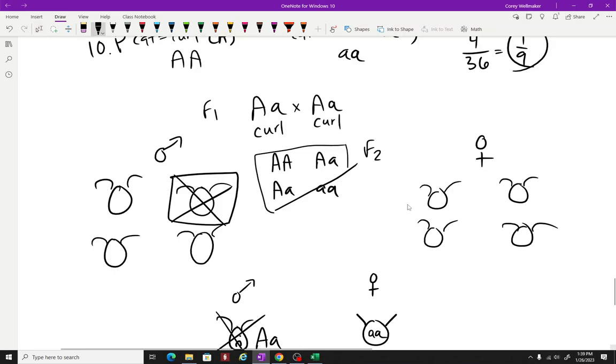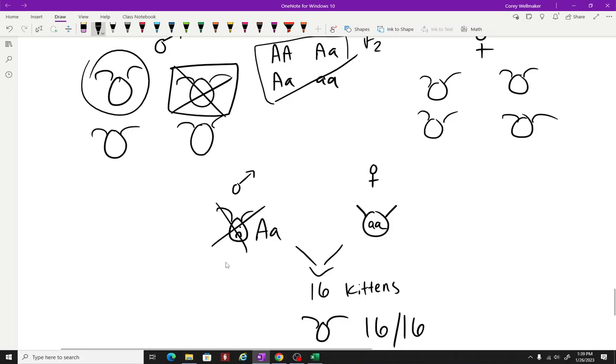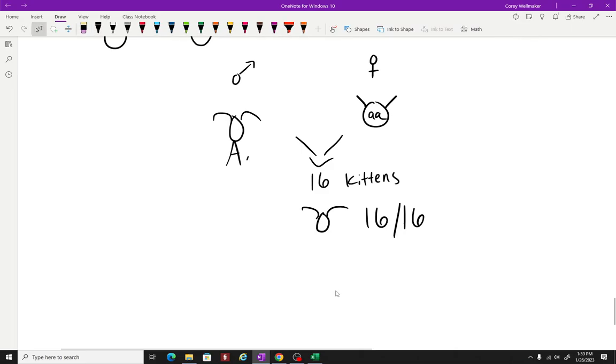Right, and so then we pick another male, and we just rinse and repeat. We just keep breeding until we get to a point where they have some kittens, and all the kittens are curly. 16 out of 16 are curly, right? If we get that, then that tells us that our male is a true breeder, and he must be big A, and all these kittens are big A, little a, right?